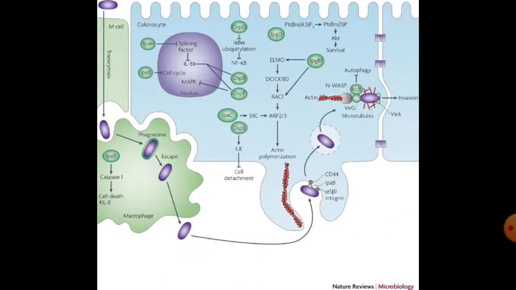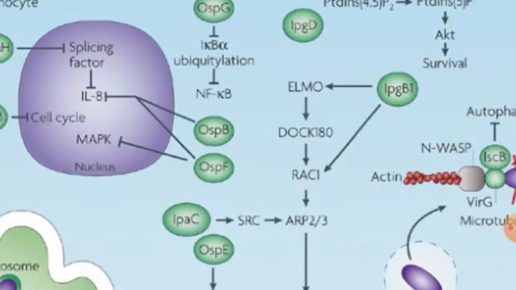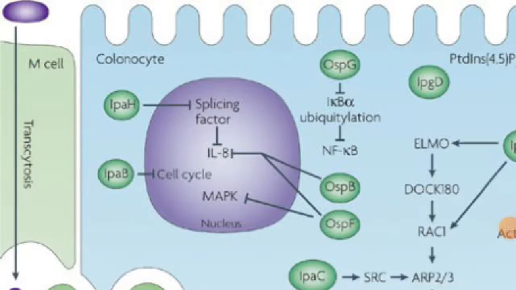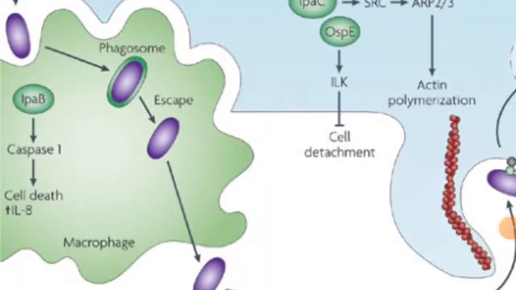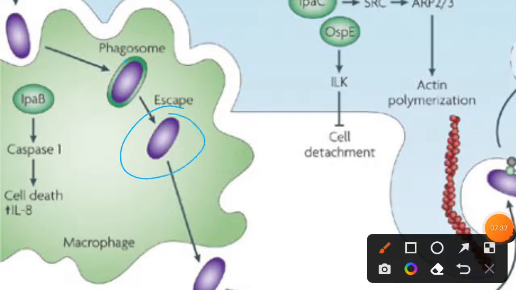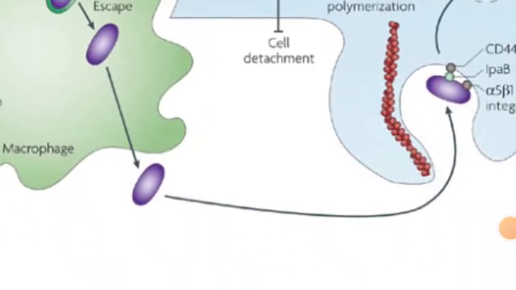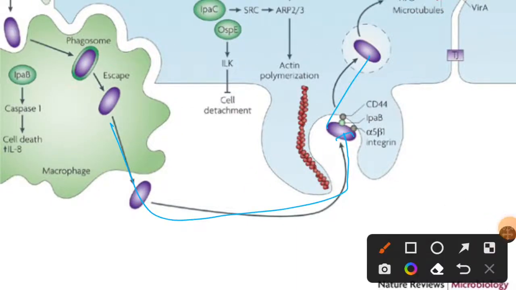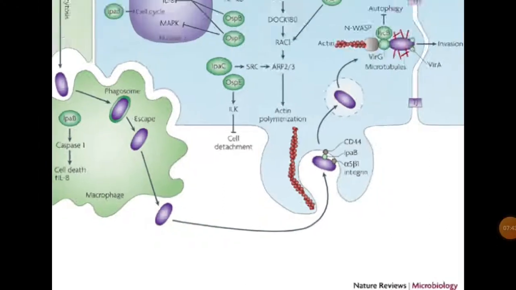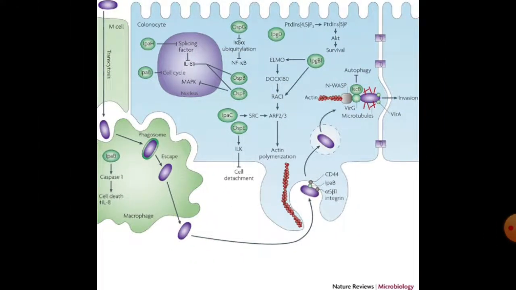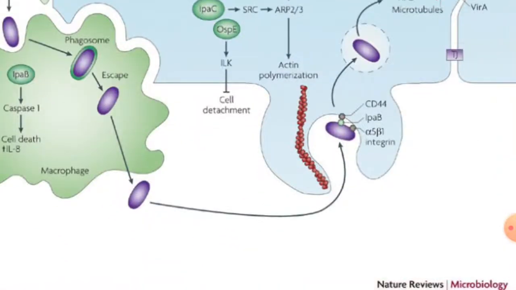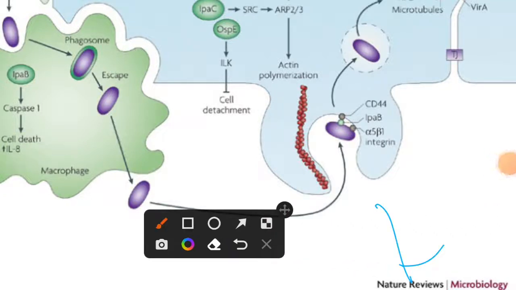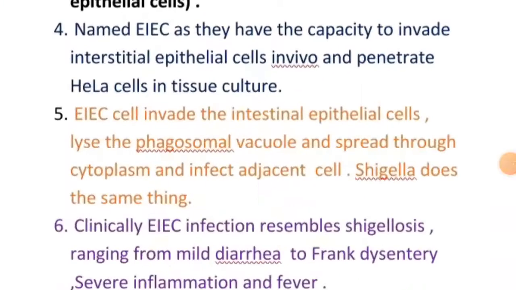So this is the pathogenicity of Shigella and EIEC. What is going on? They go via transcytosis, then they lyse the phagosome. As you can see, they have escaped from the phagosome, and after the escape they spread through the cytoplasm and infect adjacent cells. That is the idea. This detailed illustration is not necessary for us, and I have taken this image from Nature magazine. So that is all about EIEC.